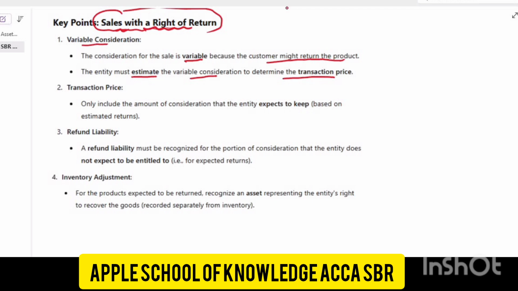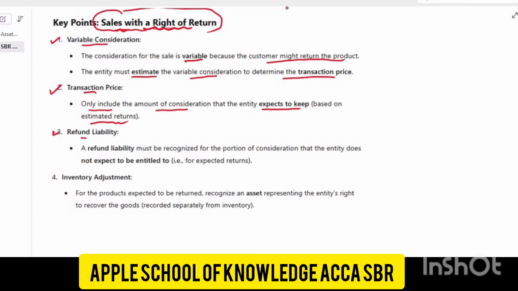When you have to count the variable consideration in the transaction price, we have already discussed that if it is highly probable, then we will count the variable consideration as part of the transaction price. Otherwise, we will not include it. The transaction price only includes the amount of consideration that the entity expects to keep, based on the estimated return. So first you check for the variable consideration, then you calculate the transaction price, then definitely you have the right of return.